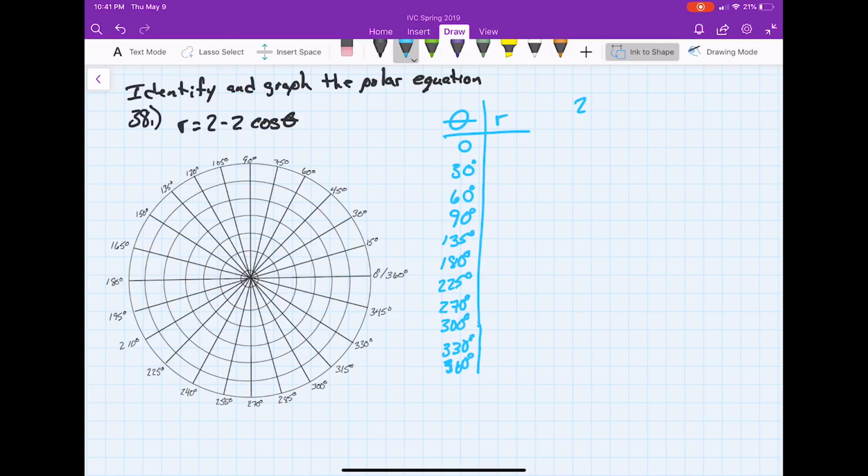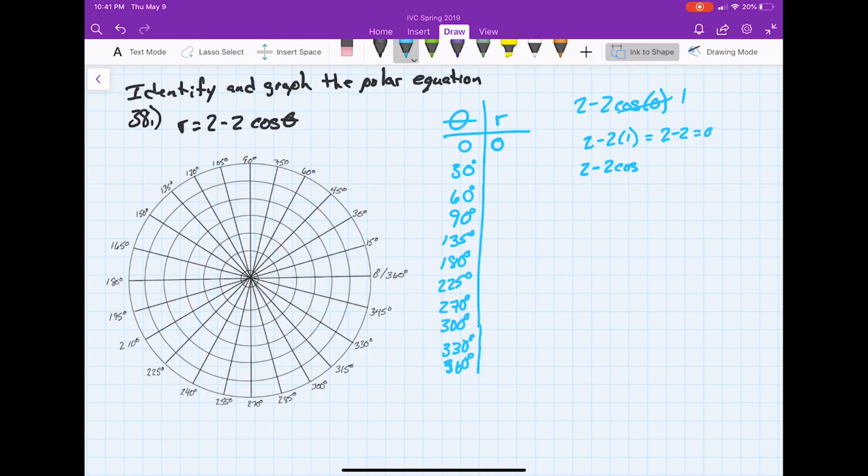So at the angle 0, 2 minus 2 cosine 0. Well, cosine of 0 is 1. So we have 2 minus 2 times 1. And 2 times 1 is 2, so 2 minus 2 is 0. So at 0, we get a radius of 0. We're going nowhere fast.